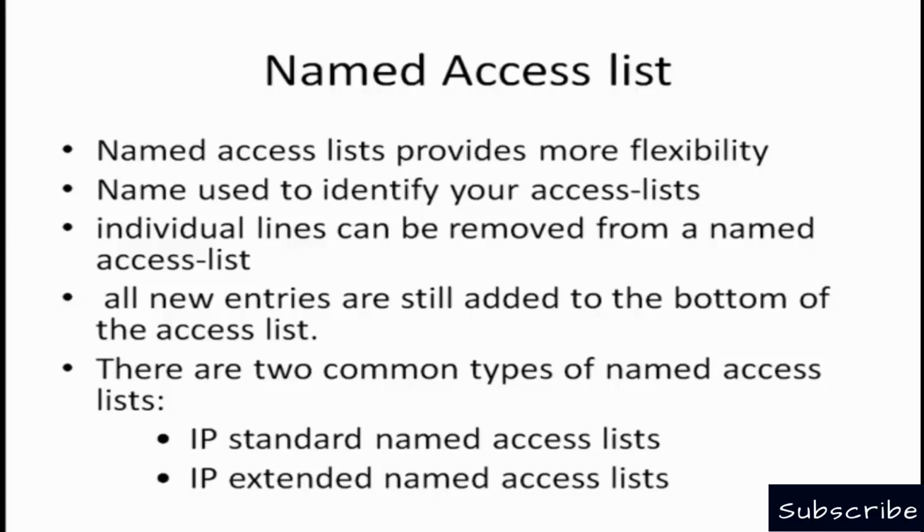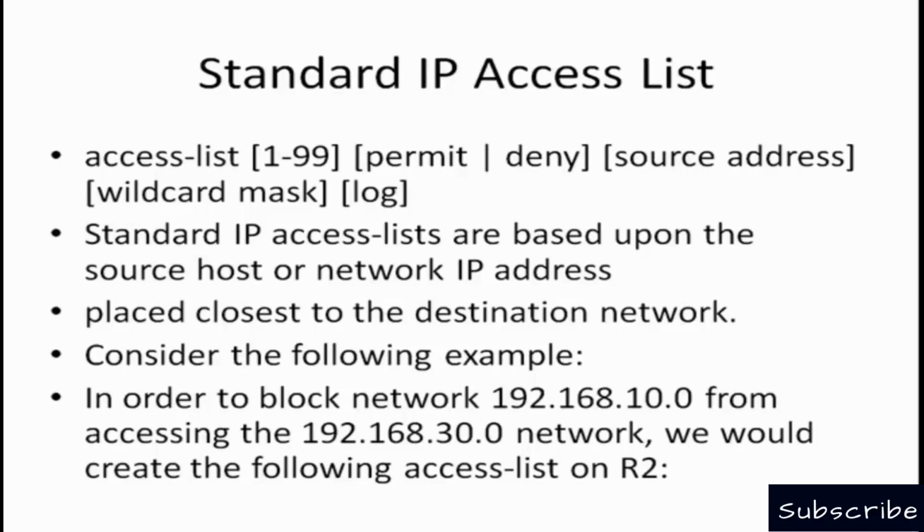A user-defined name is used for a named access list, so you can give a name according to your purpose. All new entries are still added at the bottom of the access list. Named access lists have two types: extended IP access list and standard access list. Now we will discuss the standard access list, and right now we are discussing the numbered access list.